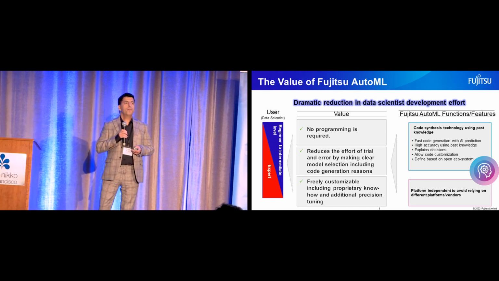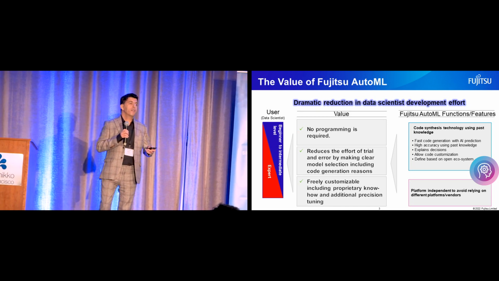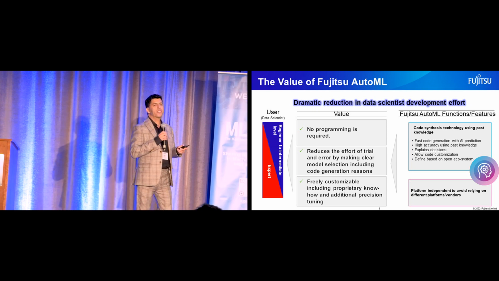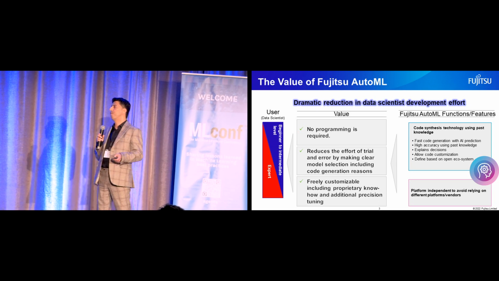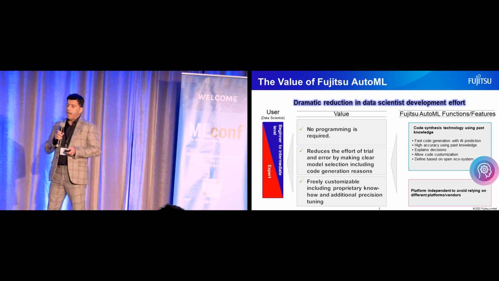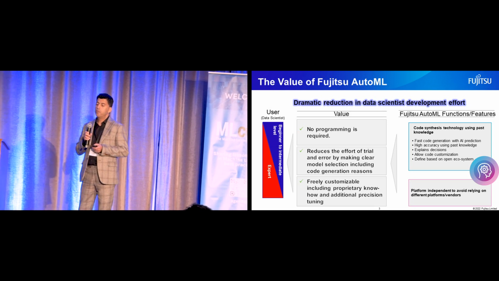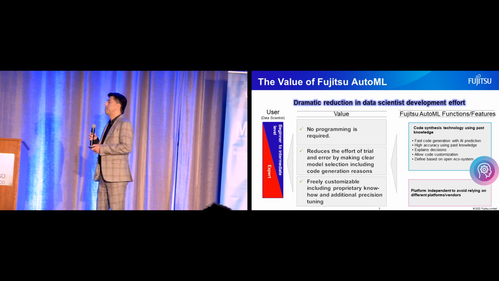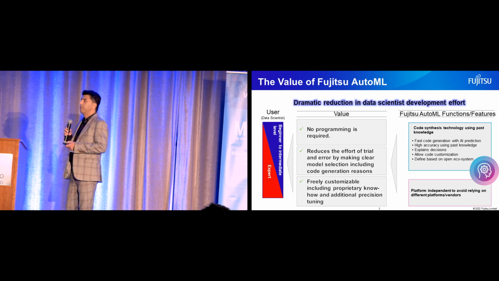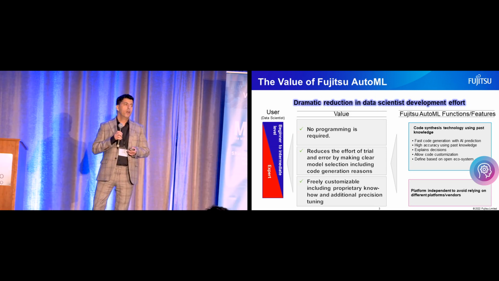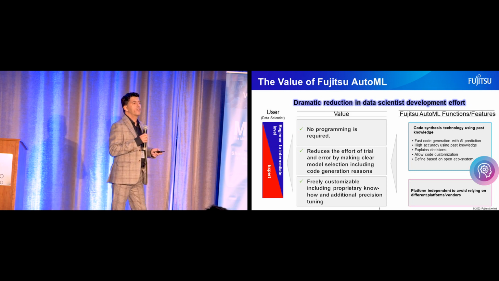And some users are beginners. They don't care about the code. They want to see the model. They want to see the performance, right? So how can we deal with these two categories? Basically, no programming is required for the first category. And we also need to reduce the effort of trial and error. We want to minimize that trial and error.